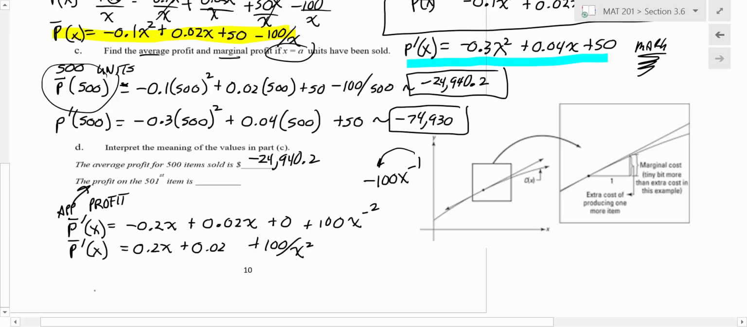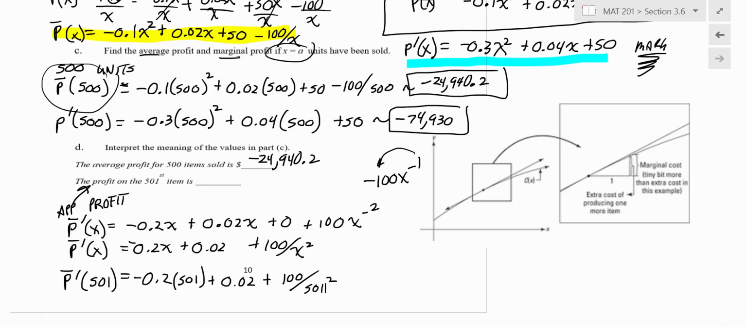Okay, so what we do now is the marginal average profit at 501. And what that'll do is be close to the value of the exact profit value at 501. So we're going to do negative 0.2 times 501 plus 0.02. I think I'm missing my negative. Did I miss my negative? Yeah, because I know that should get a negative answer on this. So I've got this like that, so I'll take my calculator and do that.